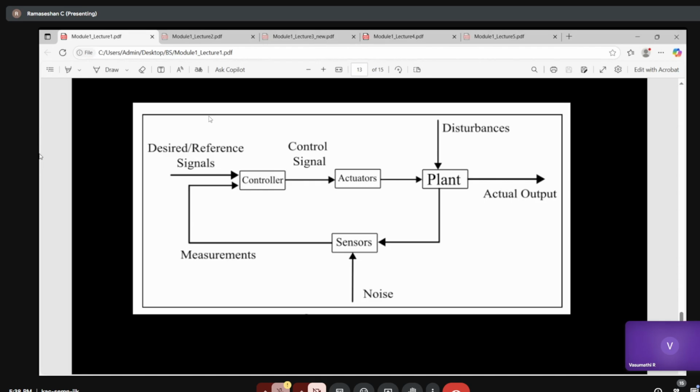So here the input is the traffic light. The output is traffic. When the signal itself depends on the output, the traffic that is there in the jam, then it is closed loop. Okay.